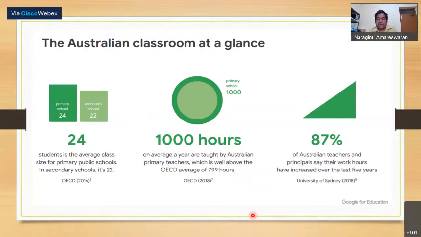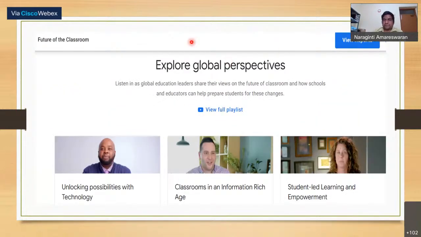Actually, it is 27 for the UK, but in Australia, 24 students is the average class size for primary public schools. In secondary schools, only 22. That is from the OECD, the Organisation for Economic Co-operation and Development. 1,000 hours in primary school is very good, and 87% of Australian teachers and principals say their work hours have increased over the last 5 years. Here, explore global perspective. That is why Professor Uma Shankar sir delivered a lecture on global competencies. Here, unlocking possibilities with technology.